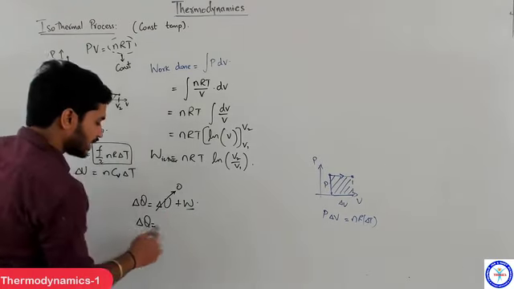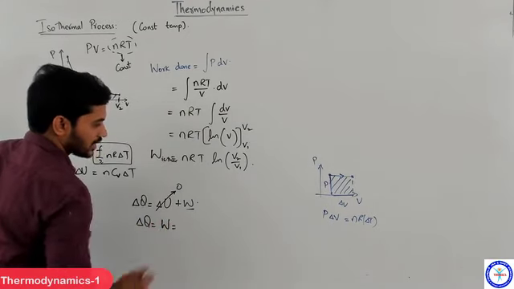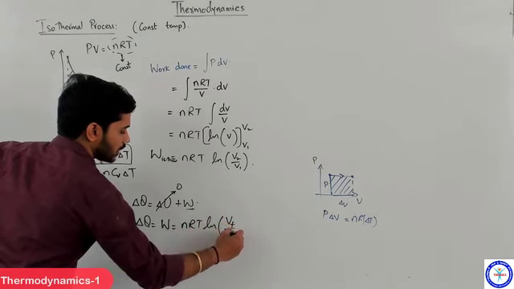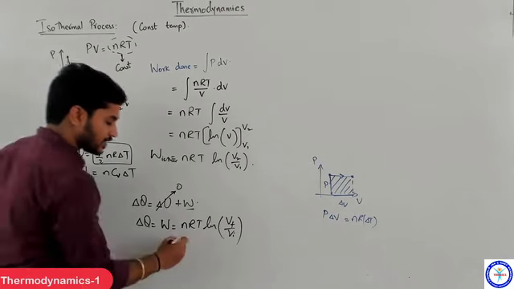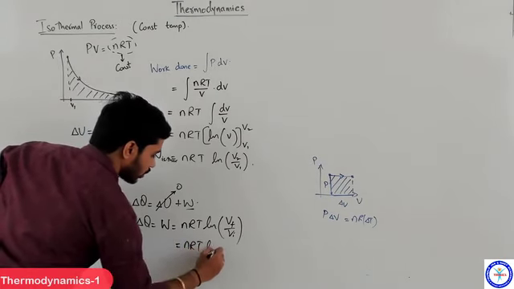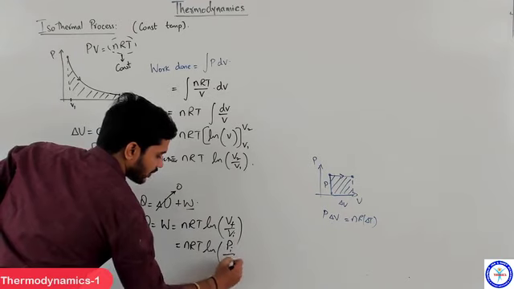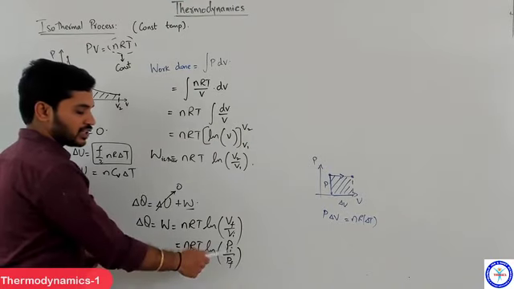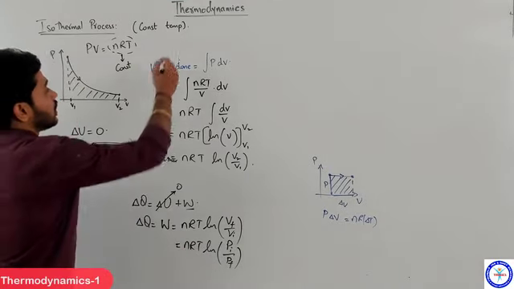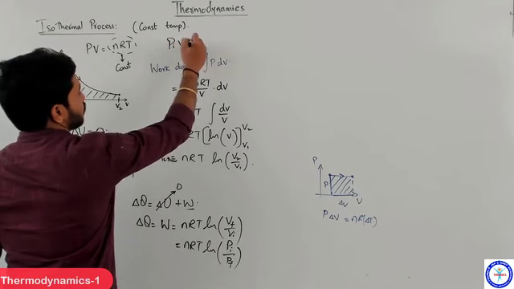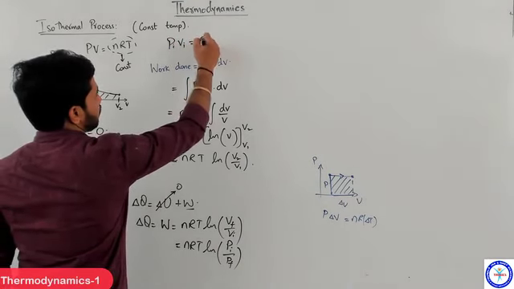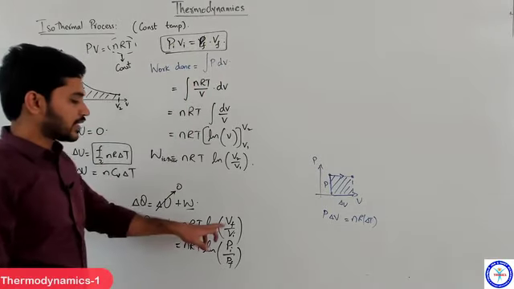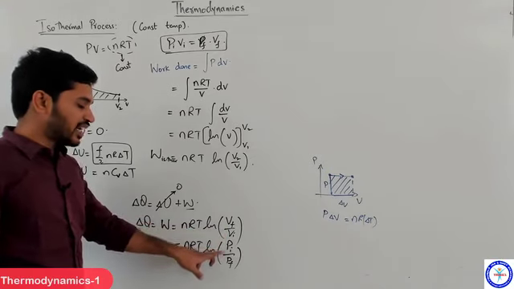Clear, students? So we can write delta Q is equal to W, and that will be equal to nRT ln final volume by initial volume. You can also write this as nRT ln initial pressure by final pressure. Because Vf by Vi is the same as Pi by Pf, since in a constant temperature process, Pi into Vi will be equal to Pf into Vf. Based on this, I can write Vf by Vi is equal to Pi by Pf also.